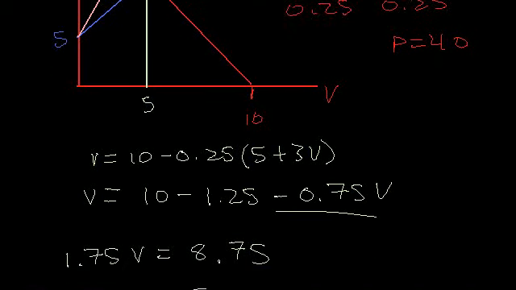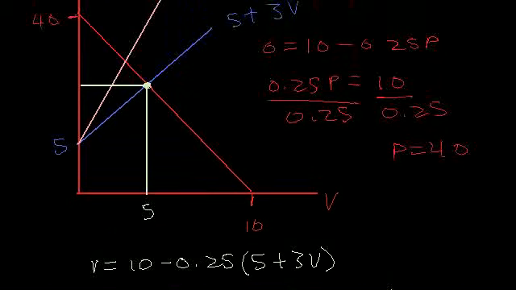So we figured out that V is equal to 5 at the equilibrium traffic volume, before individuals have taken into account their effect on the cost of commuting for others. So we've got V is equal to 5.